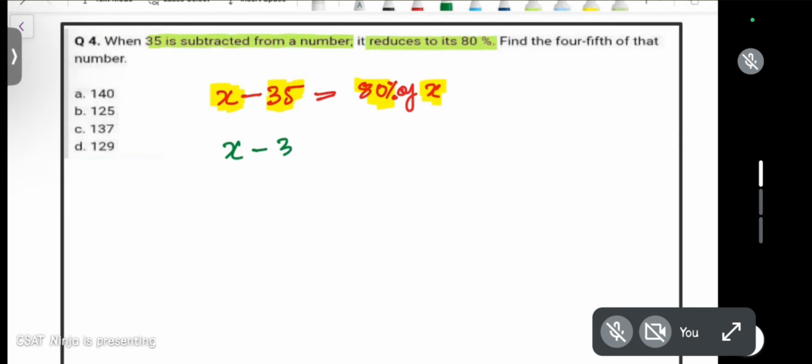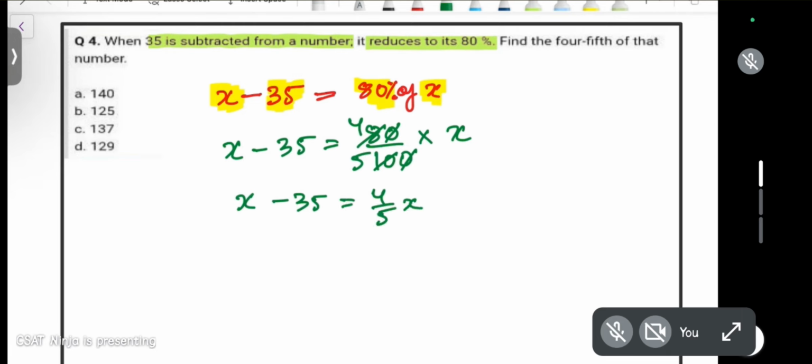x minus 35 is equal to 80%, which means 80 divided by 100 of x. I need to convert the percentage to a fraction, which is 80 by 100 of x. So the zeros will cancel each other. 2 4s are 8, 2 5s are 10. So I have x minus 35 is equal to 4 by 5x. So I'll transfer this 4 by 5x to the other side, and I'll transfer this 35 to the other side. So x minus 4 by 5x equal to plus 35.